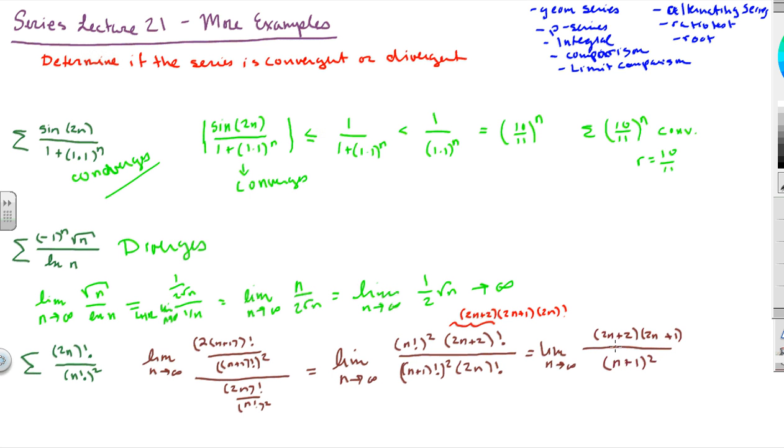And so what do we have here? Well, this is a rational function. We can tell what the limit is. It's a degree 2 polynomial on the top and the bottom. The leading coefficient of the numerator is 4, and of the denominator is 1. So that limit is 4, which is bigger than 1. So this diverges by the ratio test. And I'll stop there.